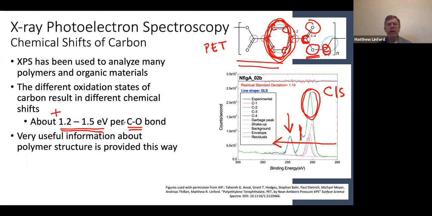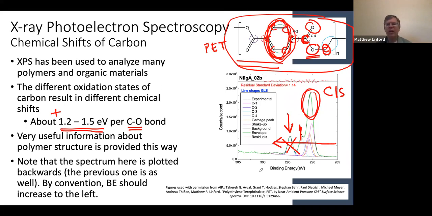And this is really very valuable information. If I were to put a sample into my spectrometer and I didn't see this peak, for example, then I would be able to say, well, I don't have a structure like this on my surface. So there can be some good chemical information that comes out of XPS. And again, there very often is.